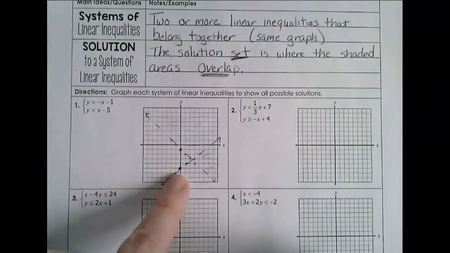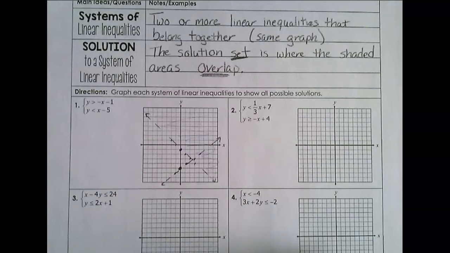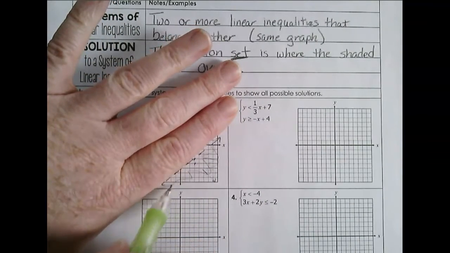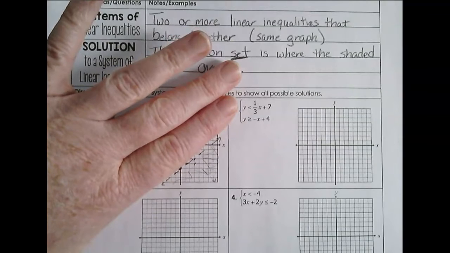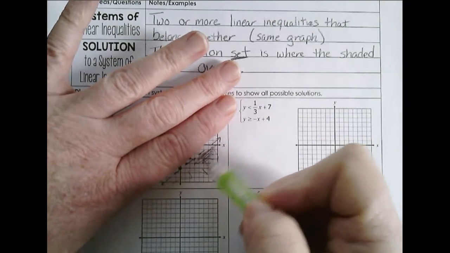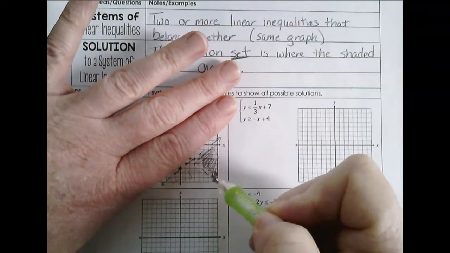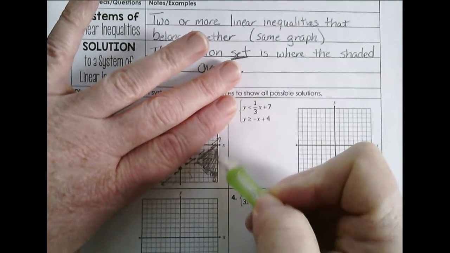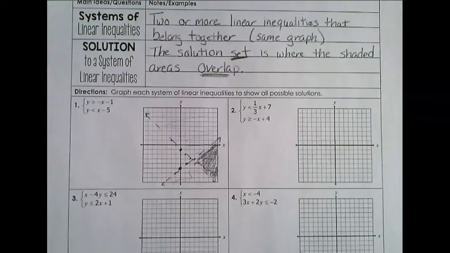Now I'm only paying attention to this line. I don't care about the other one. I'm trying to just focus and pretend like the other one's not even there right now. And it says less than. So less than this line would be everything on this side. And if I notice, that means that this section right here is where they overlap. So I can go back and shade that in darker. It's where the two shaded areas overlap that is my solution.